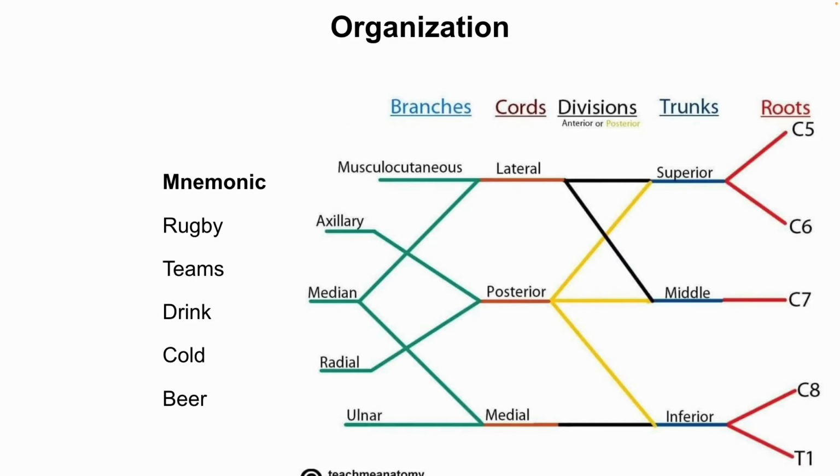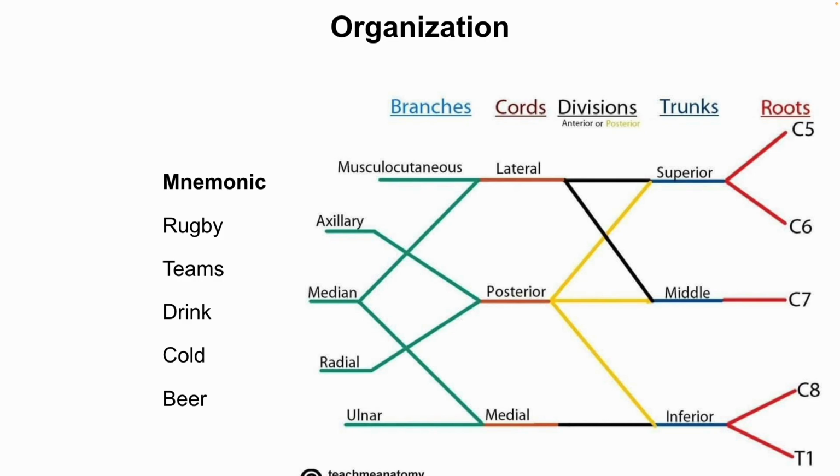I want to start off with the organization. I think it's organized in a very particular fashion, starting with the roots, all the way to the branches. There's a specific nomenclature for each division, and you can use a mnemonic like the one I have here on the left. I got this from the First Aid book. Rugby teams drink cold beer. You just use the first letter of each word to remember the different parts of the brachial plexus.